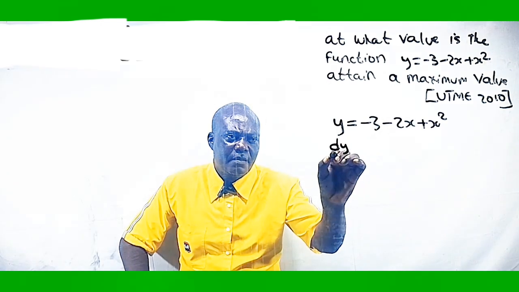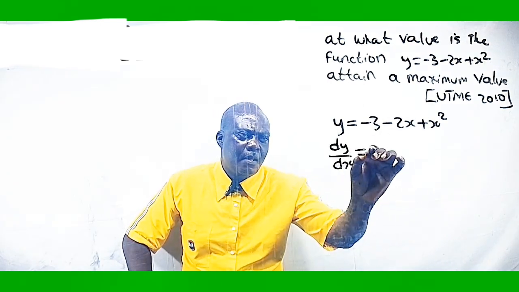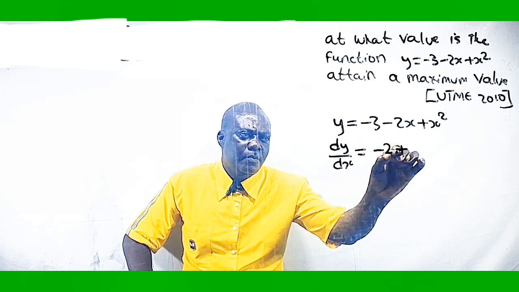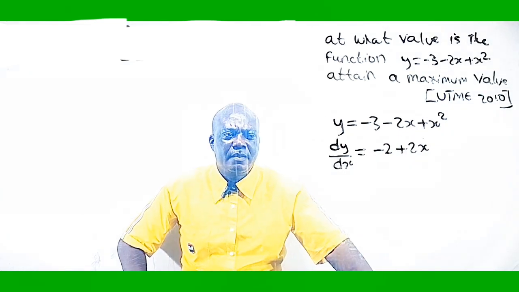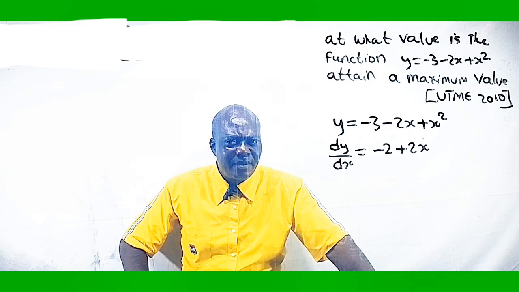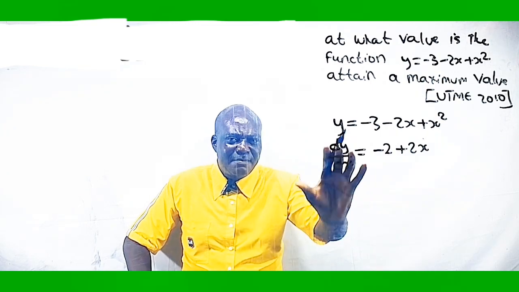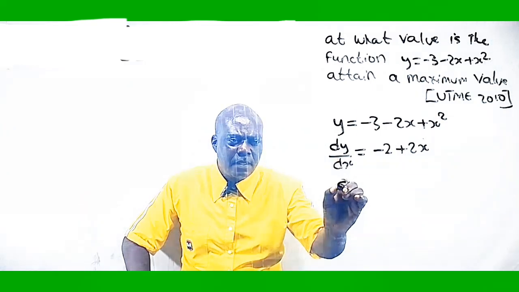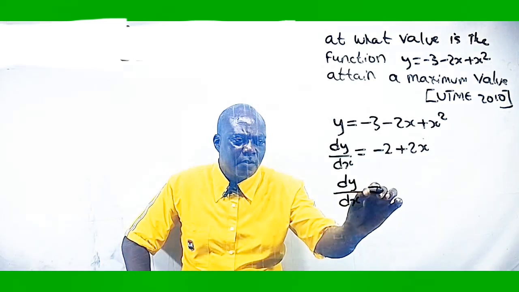So dy dx equals to minus 2 plus 2x. Any function attains its maximum value if its derivative is equal to 0. That means this function now attains its maximum value if dy dx is equals to 0.